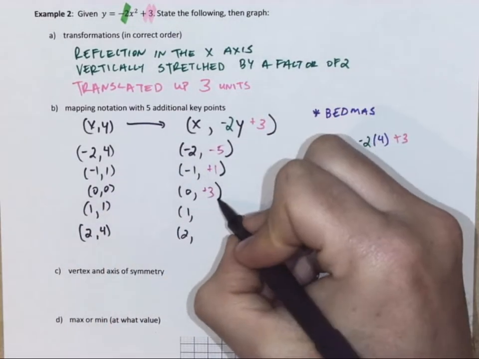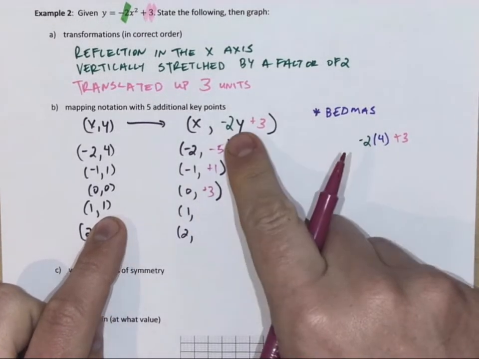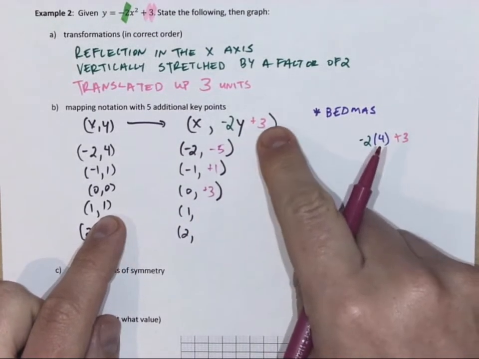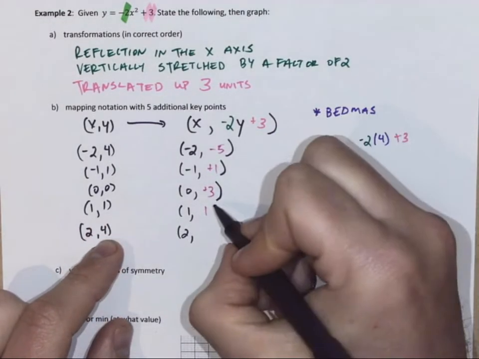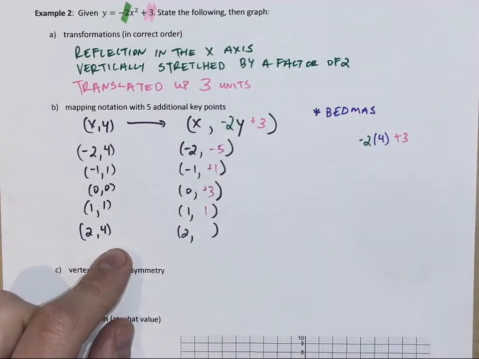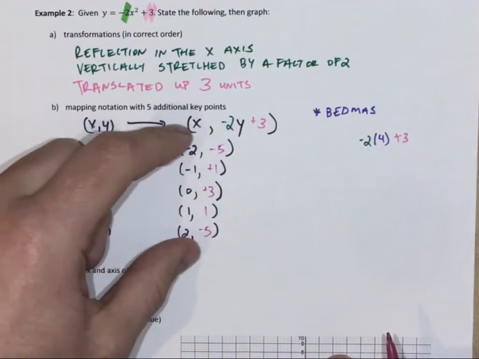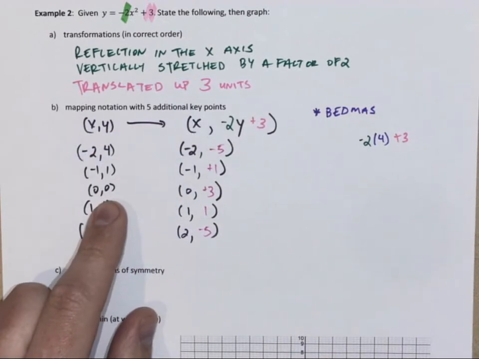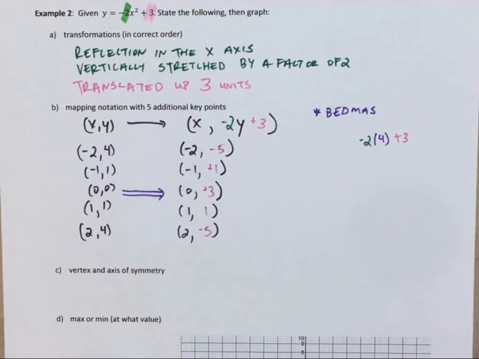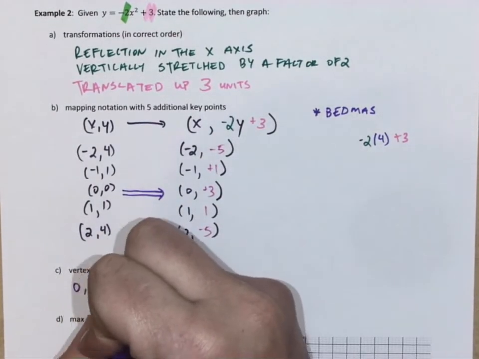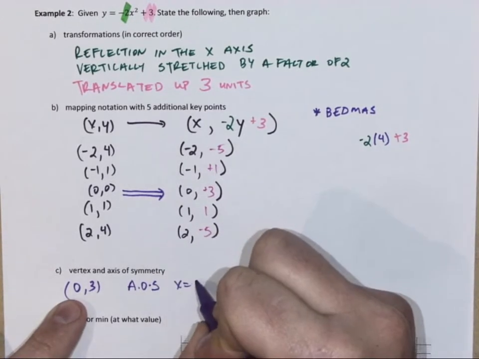I don't have to show the positives, I'm just trying to emphasize it right now. 1 times -2 is -2, plus 3 is +1. 4 times -2 is -8, plus 3 is -5. So there's my 5 key points and how they've shifted. Again, my vertex 0, 0 has shifted and will be 0, 3. So my vertex is 0, 3, with the axis of symmetry being the X value.